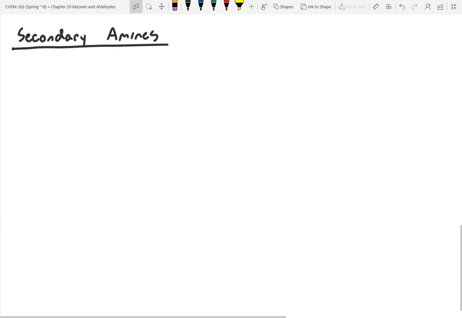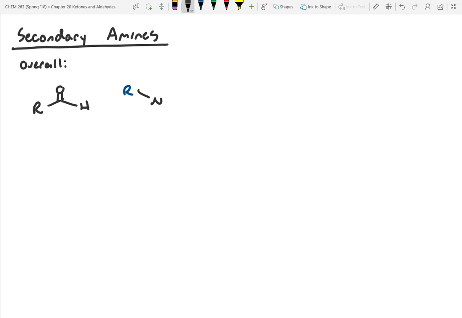I will say this is one of the most dense days of third term. So let's take a look at a secondary amine. And I'm going to do the overall reaction first. But just like before, we're going to have two R groups instead of just one this time. So this is a secondary amine.